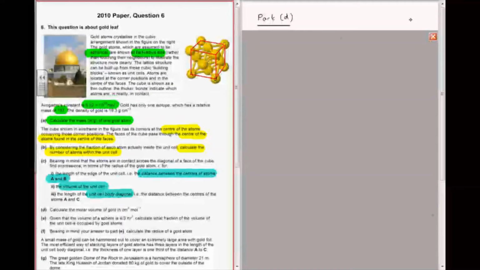In part D of the question, you are asked to calculate the molar volume of gold in centimeters cubed per mole. Initially, you might be tempted to try a calculation using the volume of the unit cell calculated in part 2. However, as we do not know r, the radius of a gold atom, it would not be possible to calculate a final answer. Instead, you need to look back at the start of the question where we were given a value for the density of gold as 19.3 grams per centimeters cubed.